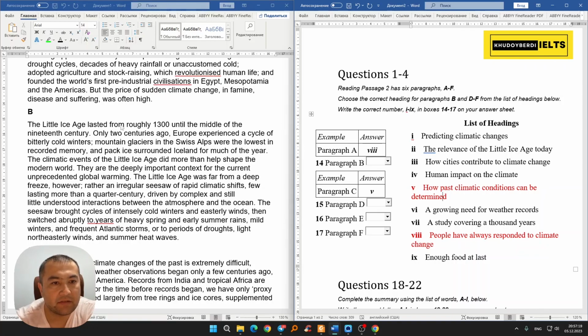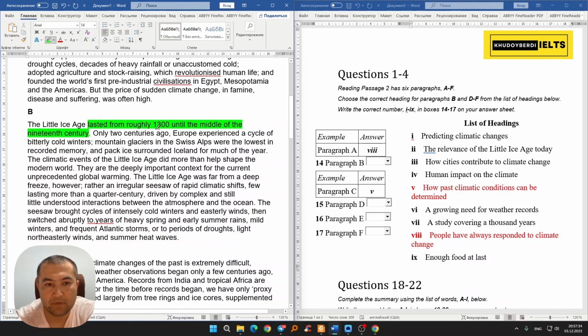The Little Ice Age lasted from roughly 1300 until the middle of the 19th century. So it's giving us information about the duration, from 13 to 19th. Only 2 centuries ago, Europe experienced a cycle of bitterly cold winters. Mountain glaciers in the Swiss Alps were the lowest in recorded memory, and pack ice surrounded Iceland for much of the year.